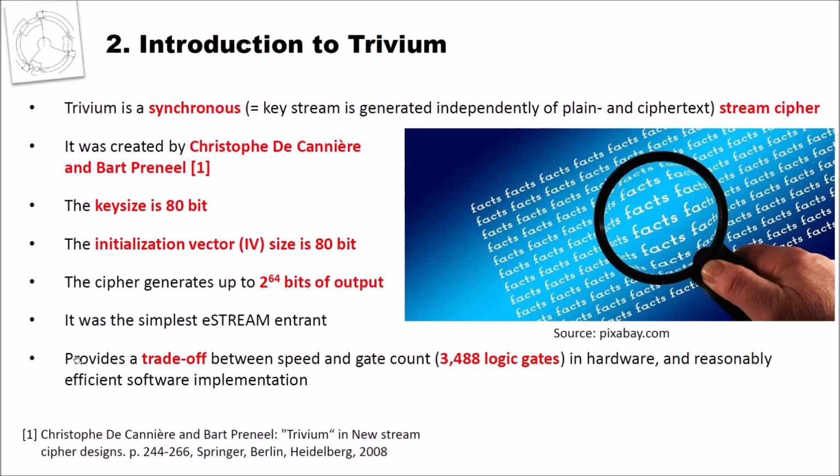Trivium provides a trade-off between speed and gate count. In hardware, when you want to design Trivium, you only need about 3,488 logic gates. And the other trade-off part was that it was reasonably efficient in software implementation. And if you are further interested in more details on Trivium and its design, I suggest that you have a look at the paper of De Cannière and Preneel, Trivium, in New Stream Cipher Designs from 2008.